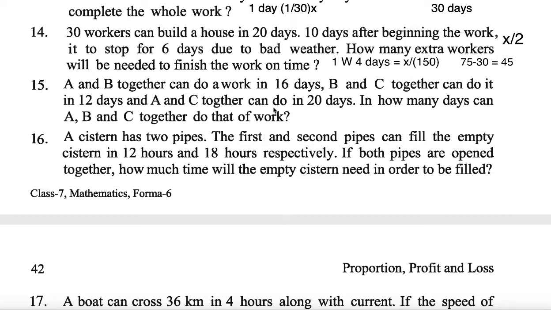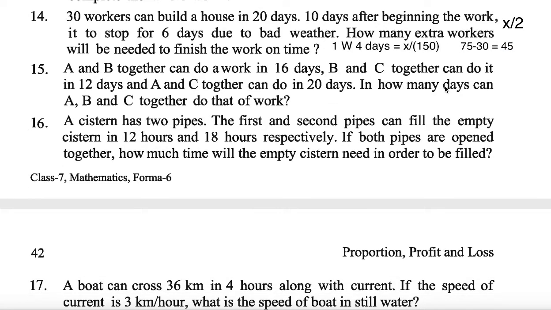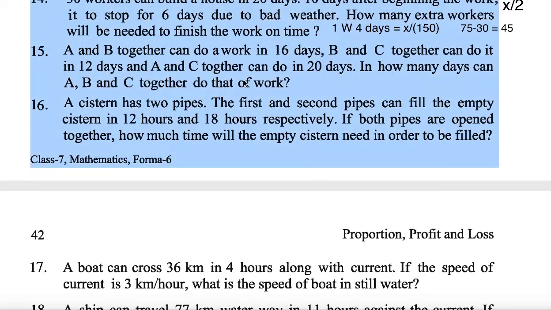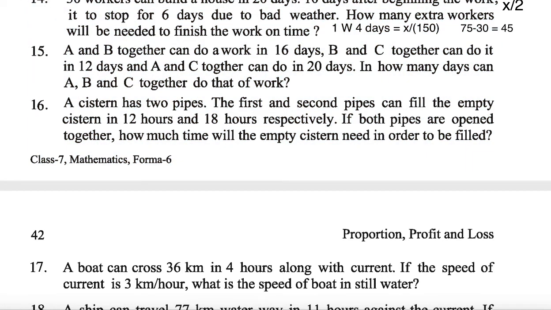A and B together can do a work in 16 days. B and C together can do it in 12 days. A and C together can do it in 20 days. In how many days can A, B, C together do that work? Okay, half is not necessary here.